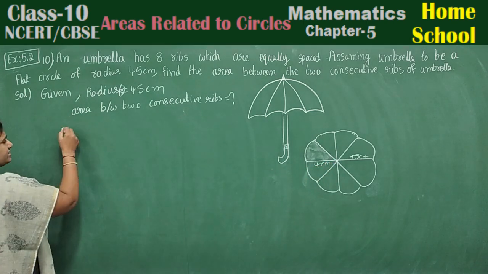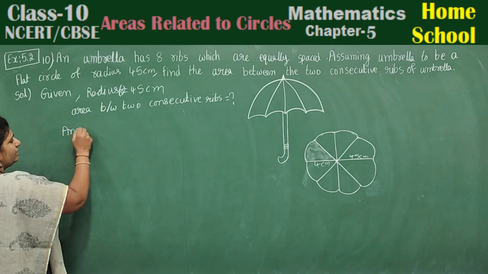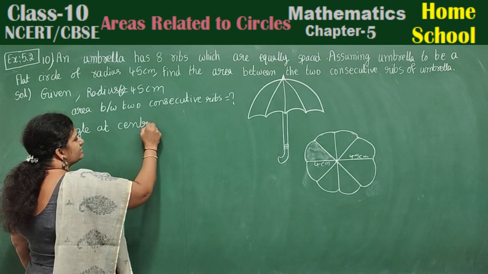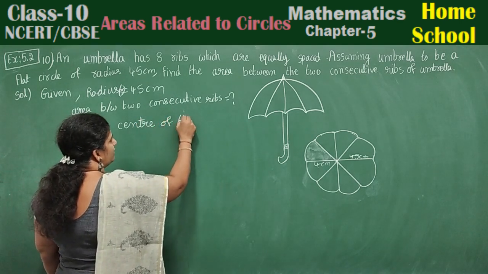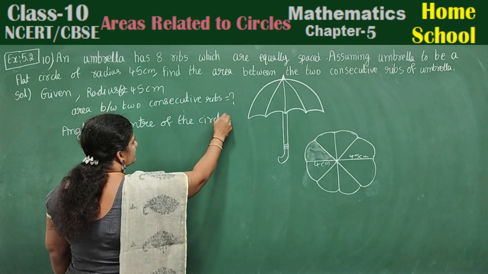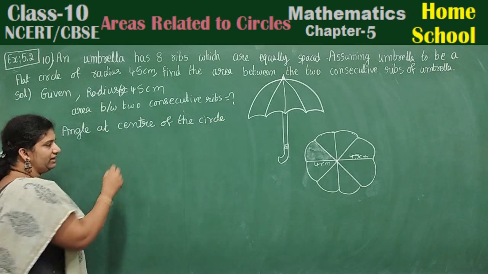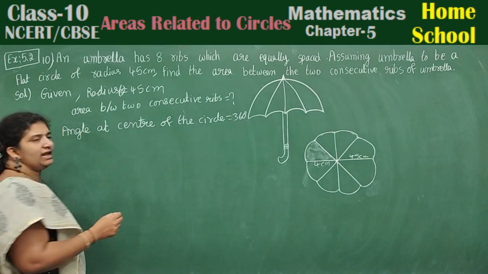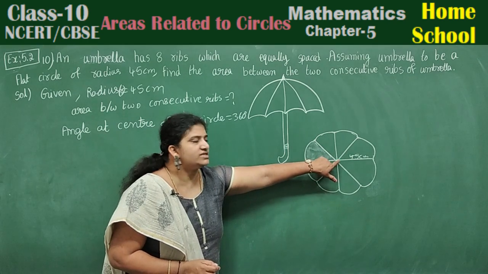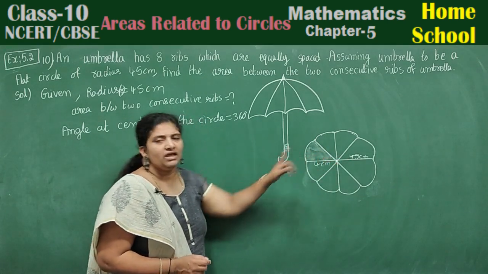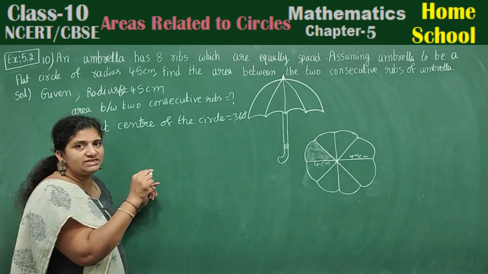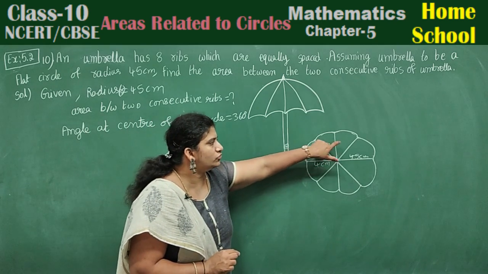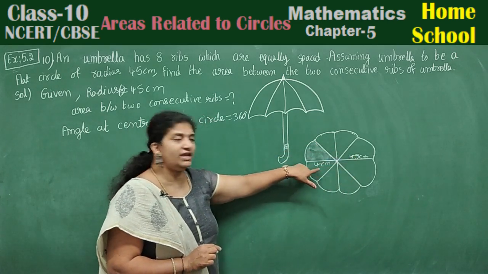What is the center angle? Angle at the center of the circle, or you can say the central angle, is equal to how much? 360 degree. Angle at the center of the circle, what is this angle? 360 degree. And this central angle is divided into 8 sectors. 1, 2, 3, 4, 5, 6, 7, 8.